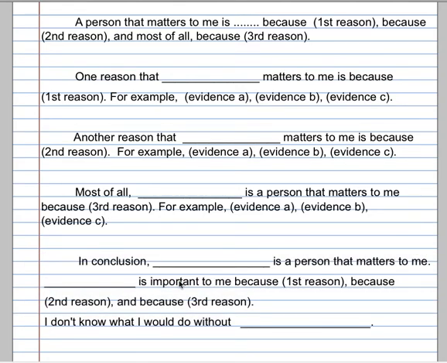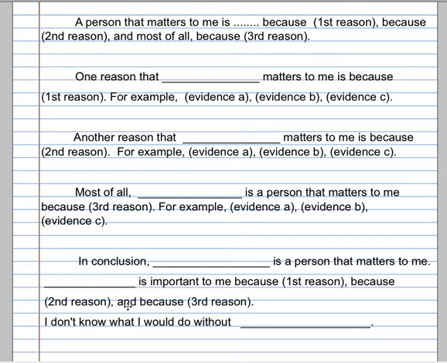And now your conclusion. In conclusion, comma, blank is a person that matters to me, period. Blank is important to me because, say your first reason again, comma, because, say your second reason again, and because your third reason. So you're basically restating your three reasons again, just like you did in your introduction.